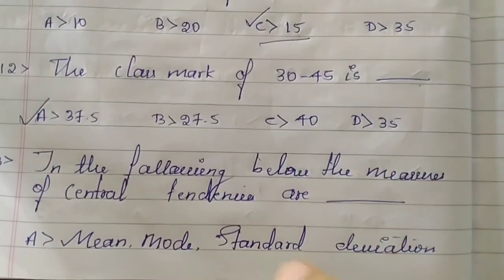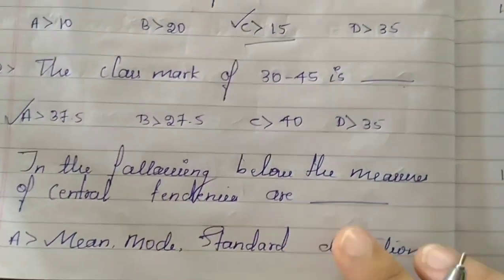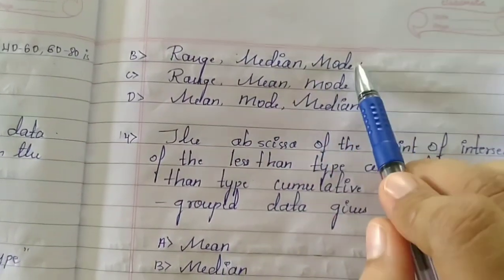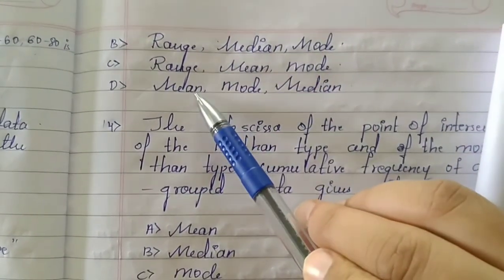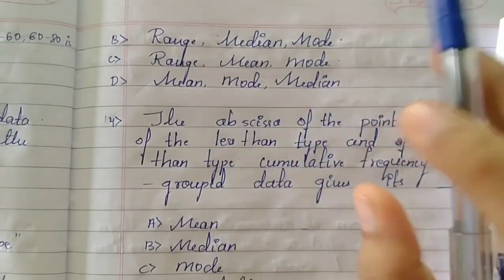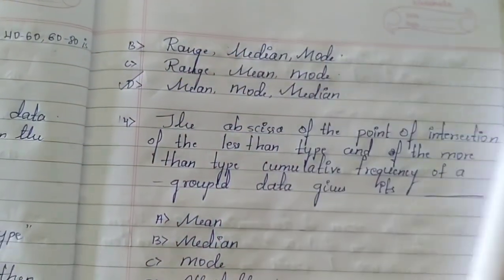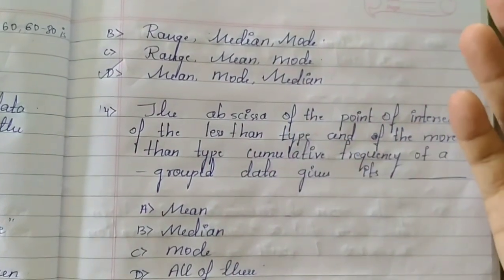So which are the central tendencies? Option A, mean, mode and standard deviation. Option B, range, median and mode. Option C, range, mean and mode. Option D, mean, mode and median. Here the correct answer is option D, because the mean, mode and median are the 3 central tendencies.